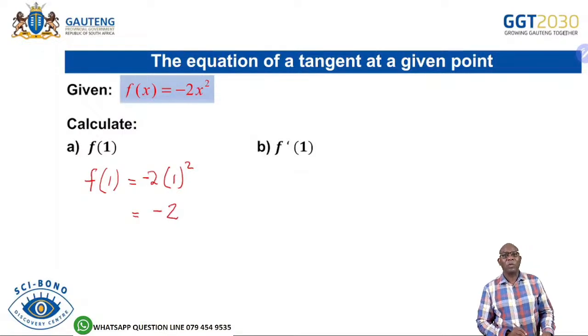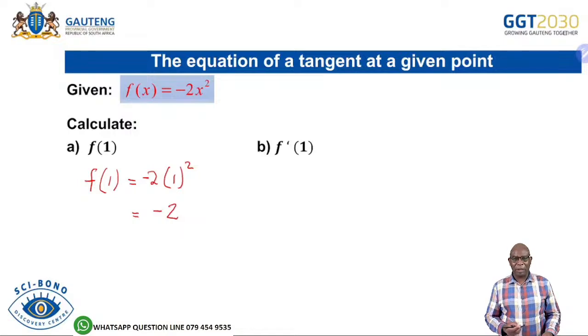But what does this mean? What does f of 1 mean? It means that the value of x is 1. What will be the output? The output, remember, is a dependent value. So the 1 is an independent value. What does this mean? It means that these are the coordinates of that point. In other words, if x is 1, the y value will be negative 2. That is what it means.